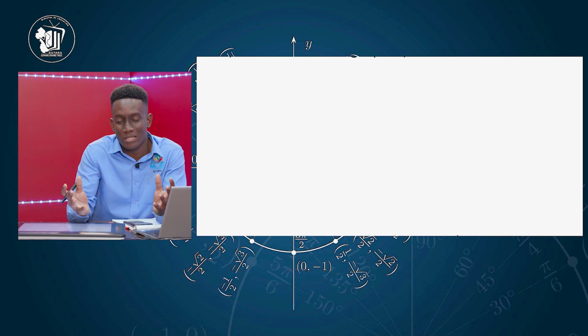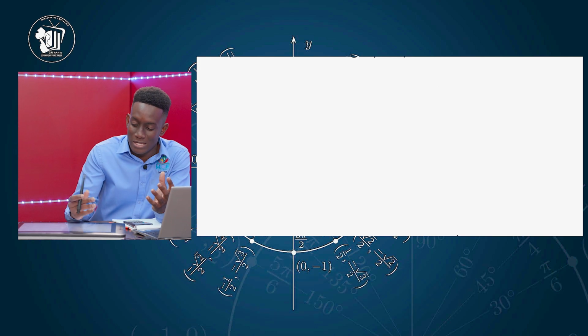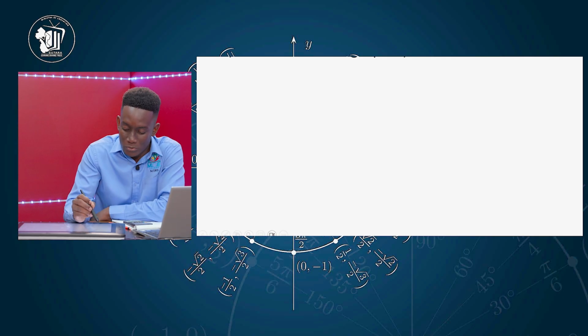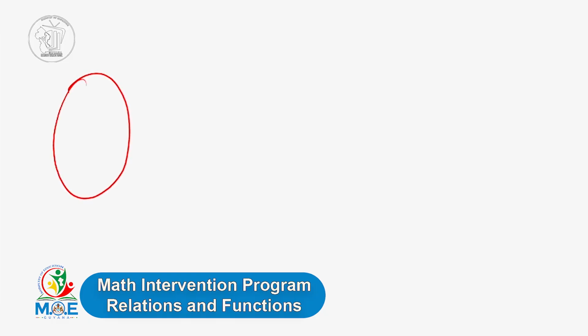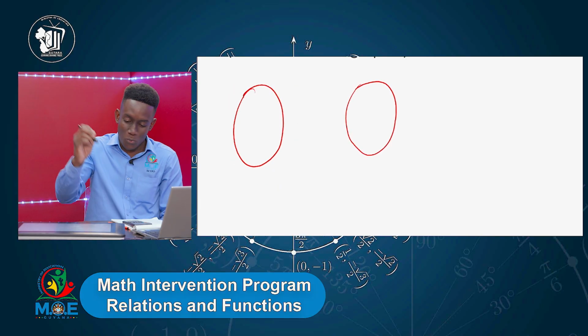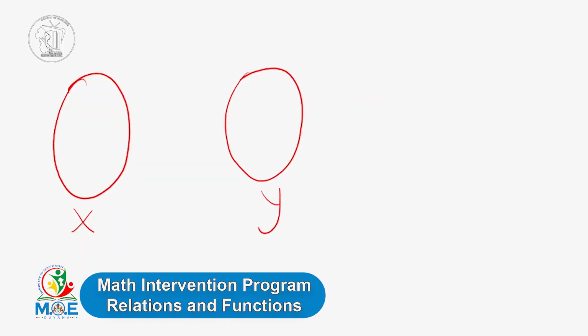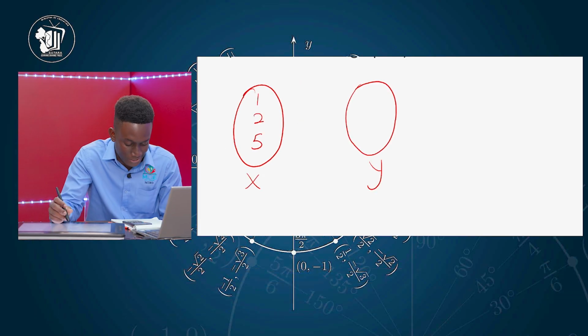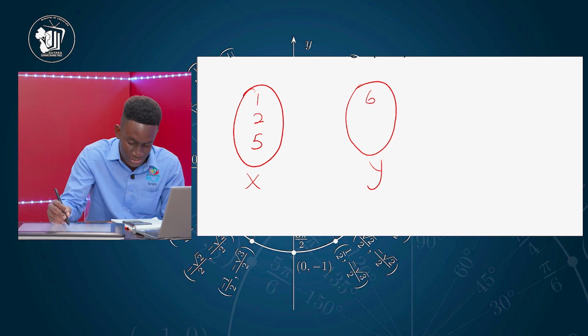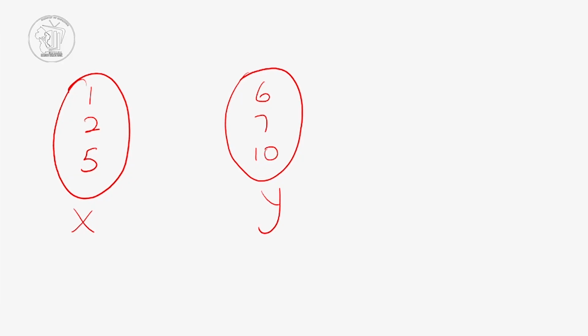Let's say we have an arrow diagram, and this is what an arrow diagram looks like. In this arrow diagram, we have two ovals. And let's say in one part of the arrow diagram, on this side, let's call this X and let's call this side Y. In the X part, we have the numbers 1, 2, and 5. And on the other side, we have the numbers 6, 7, and 10.